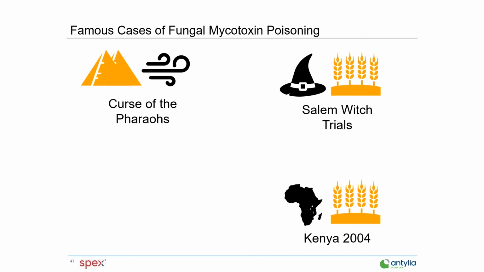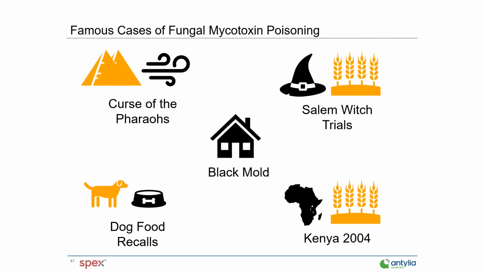In Kenya in 2004, there was an outbreak of aflatoxin and ochratoxin poisonings, so mycotoxin poisonings. And then we've had many, many dog food and pet food recalls over the years due to mycotoxin toxicity. And of course, as I said before, black mold, you've all heard about black mold. Any homeowner who's gone to buy a house has had some concerns about, is there mold in the house? Is there black mold in the house? Because these all produce potentially poisonous mycotoxins.